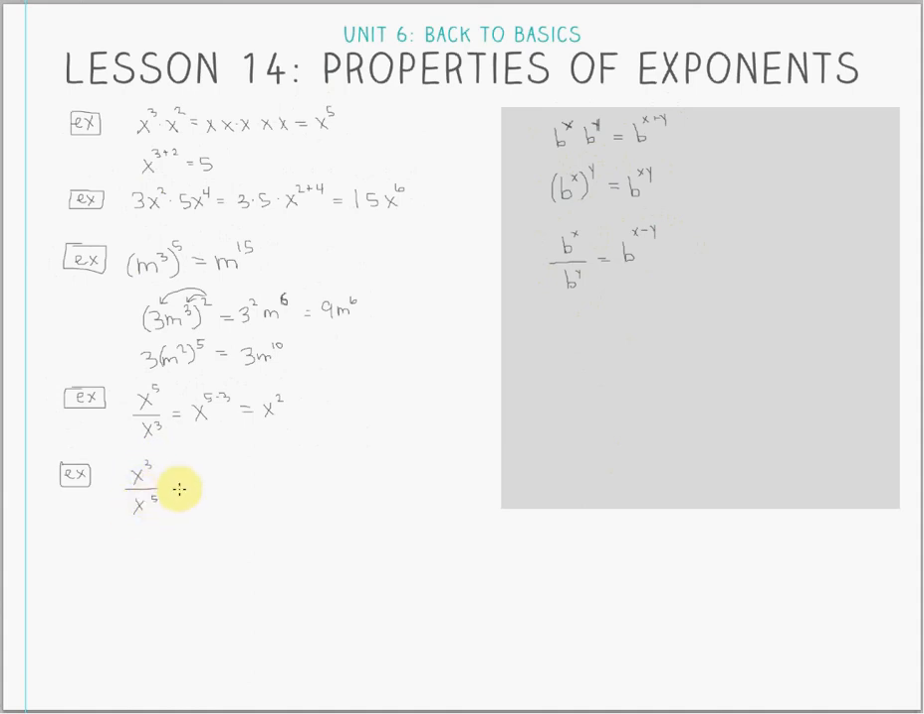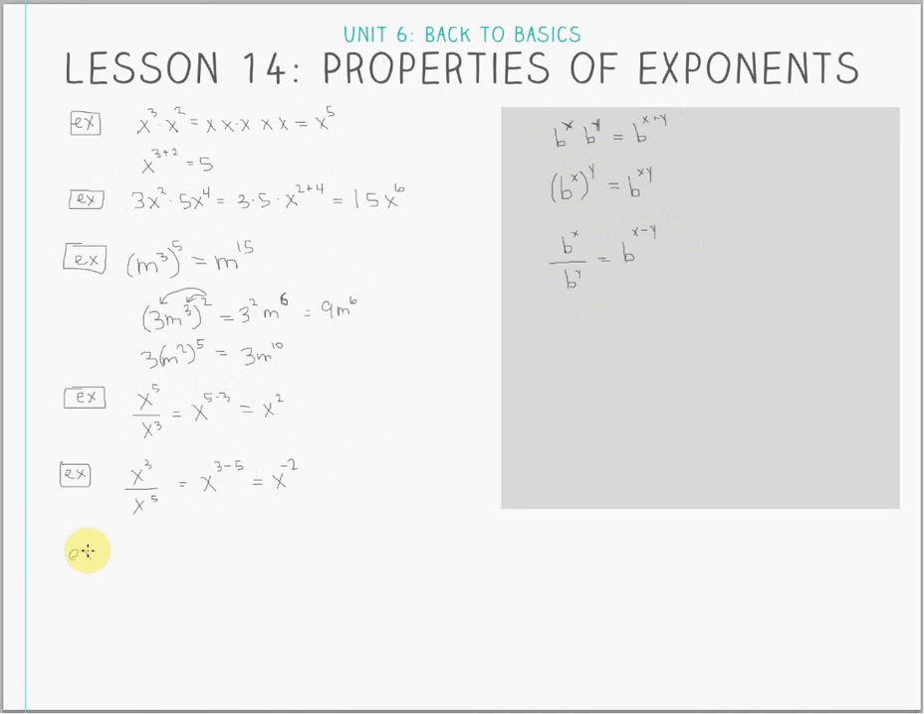So remember that we have to take the top minus the bottom. So this one would be x raised to the 3 minus 5. So this would give us x to the negative 2. Okay, which brings us perfectly into our next property.